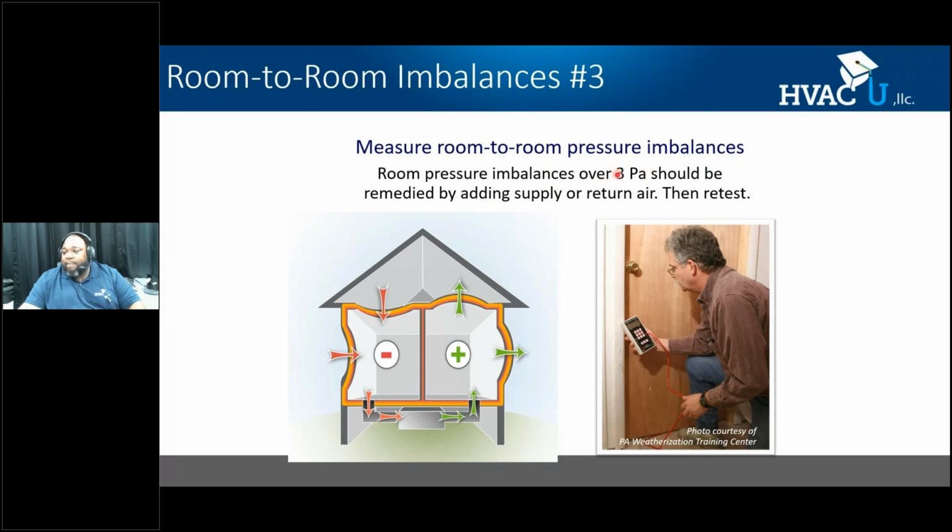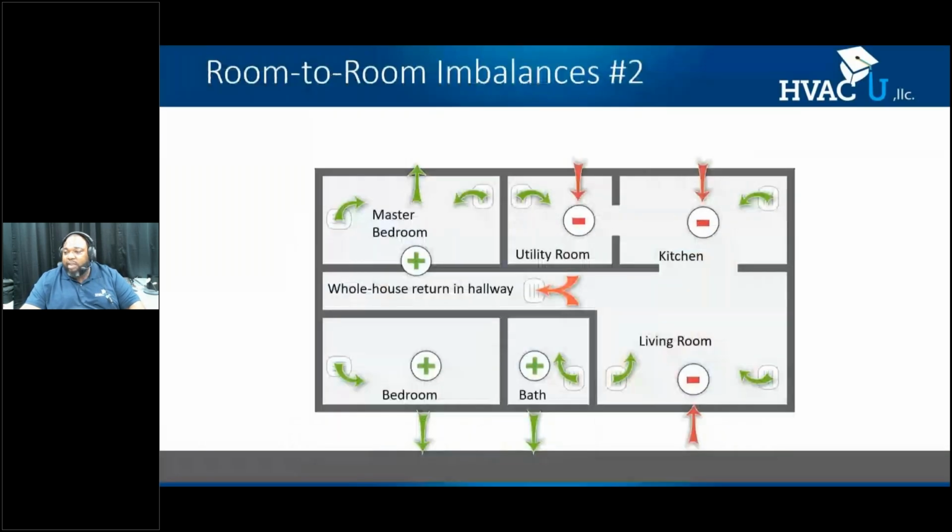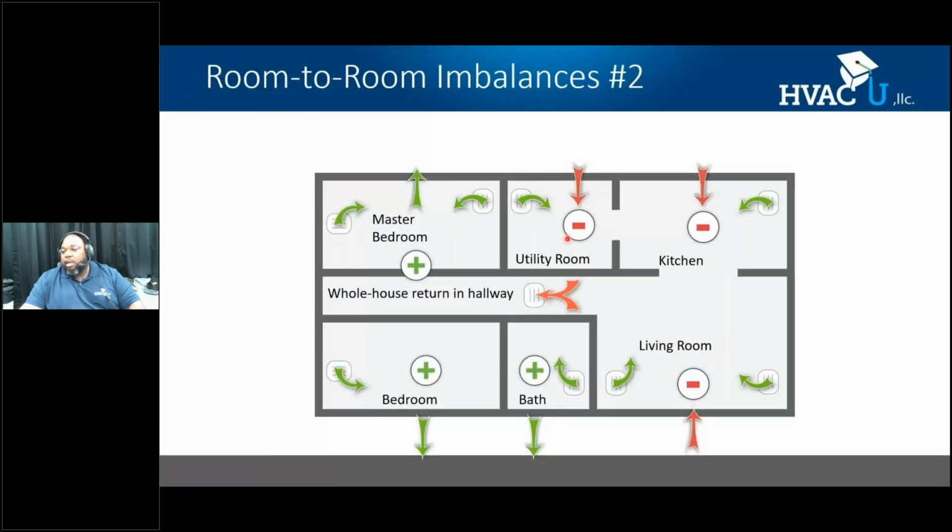If I'm over 3 pascals, which is not a lot of pressure, we should remedy that issue by adding supply air to that room or return air, whichever one I need. And once I fix it, I need to retest. So essentially, you will go to each and every room that has a door, close the door, throw a tube on, connect it to a manometer, and come up with a Pascal reading. And remember the trick: I want to be below 3 Pascals.